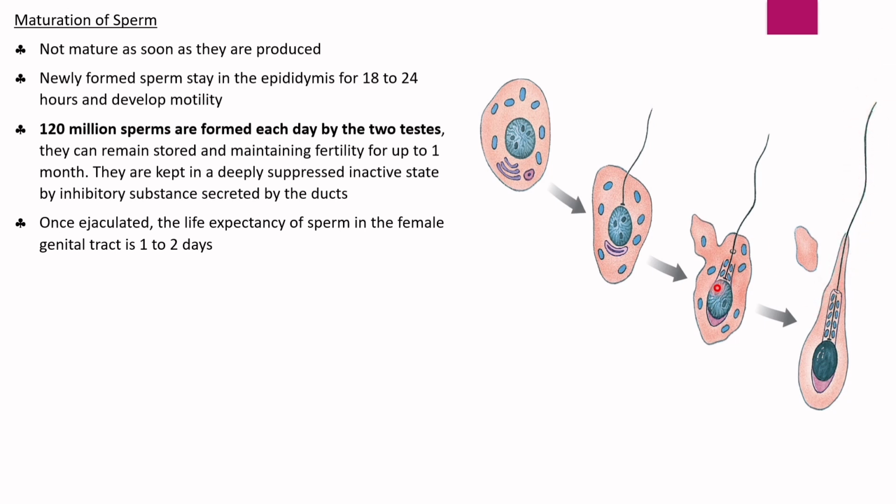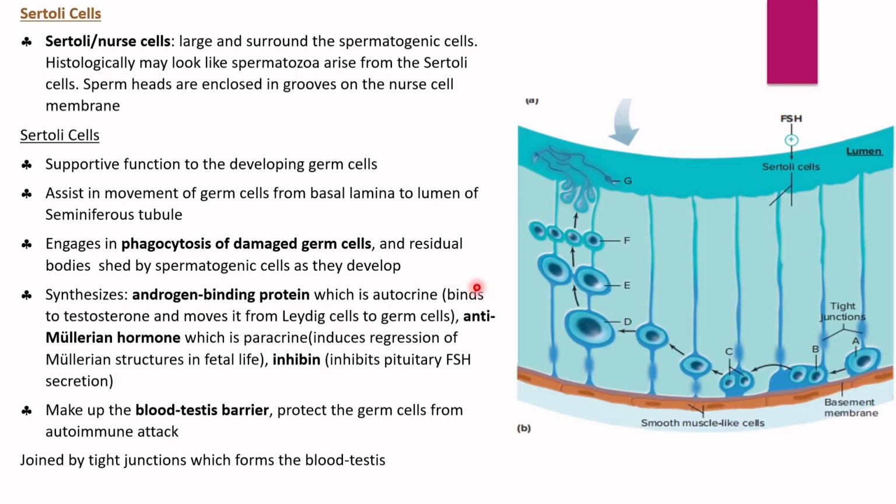Now, since the sperm has lost most of its contents, it would depend upon external sources for its nutrition. And these external sources are the fluids which are secreted by the accessory glands. Now, going back to the seminiferous tubule.